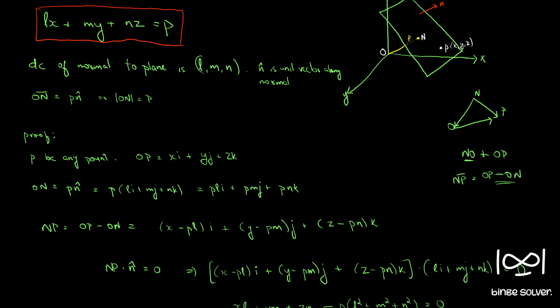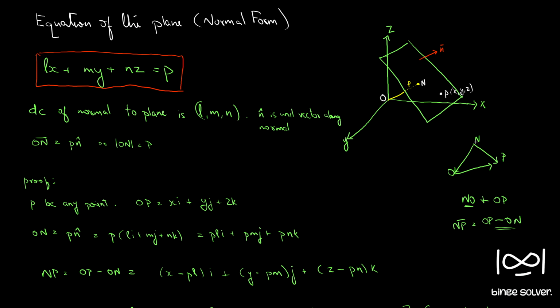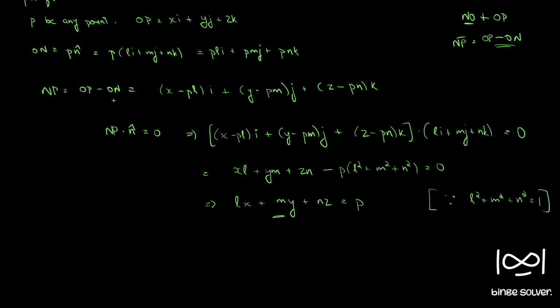Now we know that this NP vector and the n vector are perpendicular. Any n is a normal vector to the plane, so any n will be perpendicular to any vector lying in this plane. So NP dot n will be 0. Using that, we will get this equation: lx plus my plus nz is equal to p. And here we are using l square plus m square plus n square is equal to 1. So this equation is the normal form.